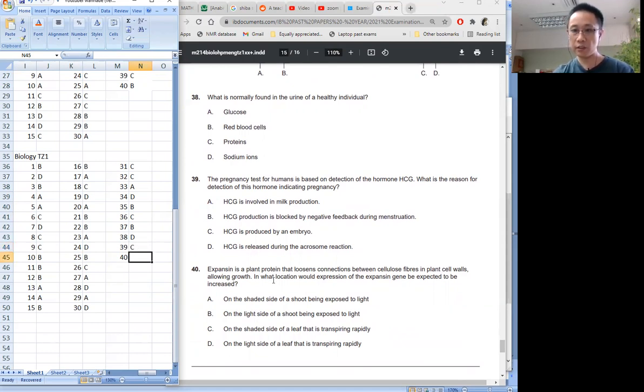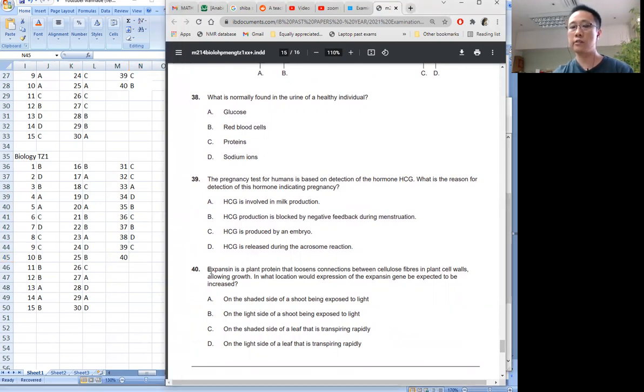D, expansin is a plant protein that loosens connection between cellulose fibers and plant cell walls, allowing growth. In what location would the expression of expansin gene be expected to be increased? So it's basically the details of auxin action. I don't think expansin itself is in the syllabus, but I'm guessing you have to recognize that expansin synthesis is promoted by the presence of auxin, because auxin allows cell walls to be loosened. And that should be on the shade side of a shoot being exposed to light, because light causes auxin to migrate to the opposite side.